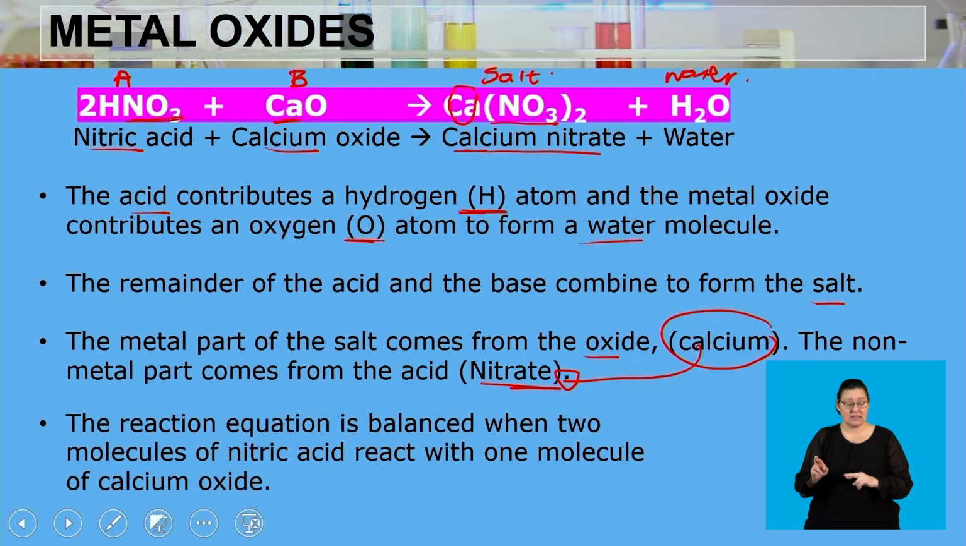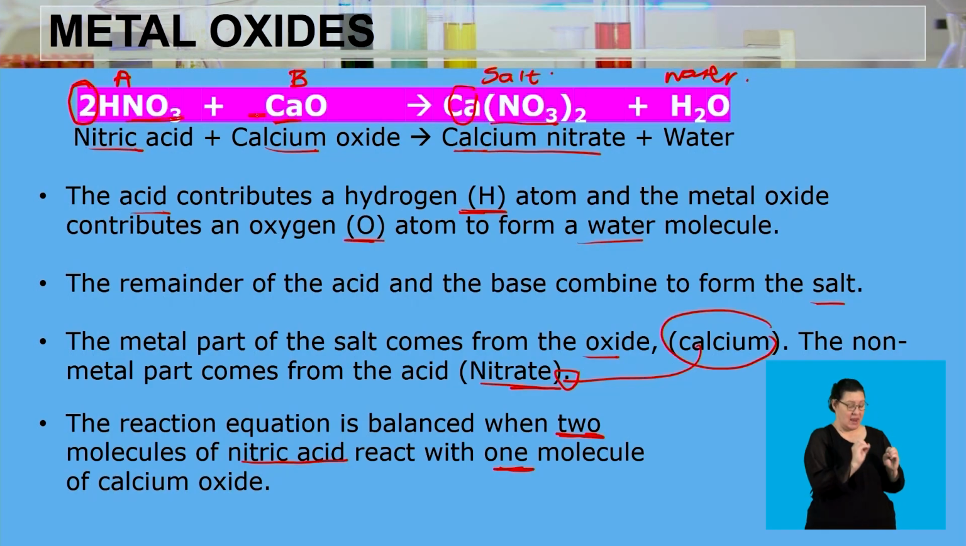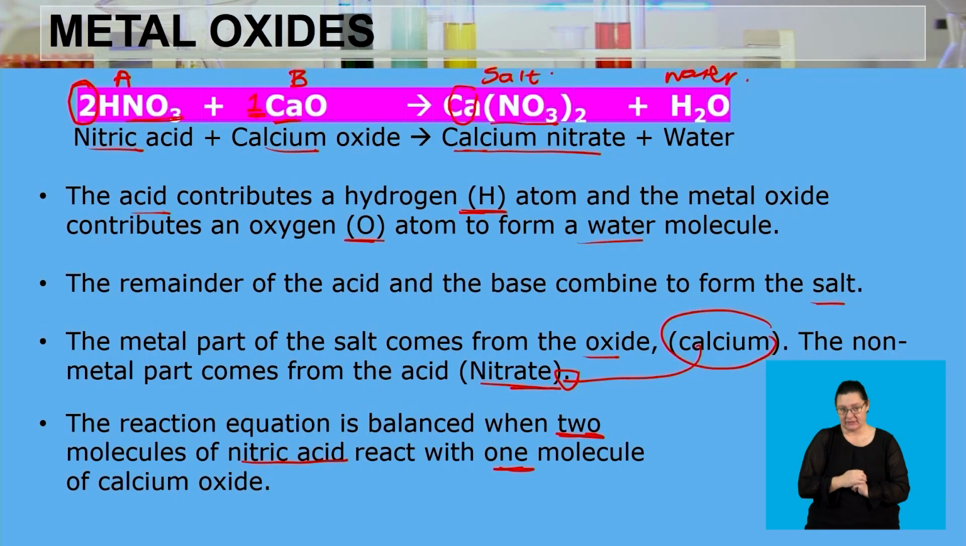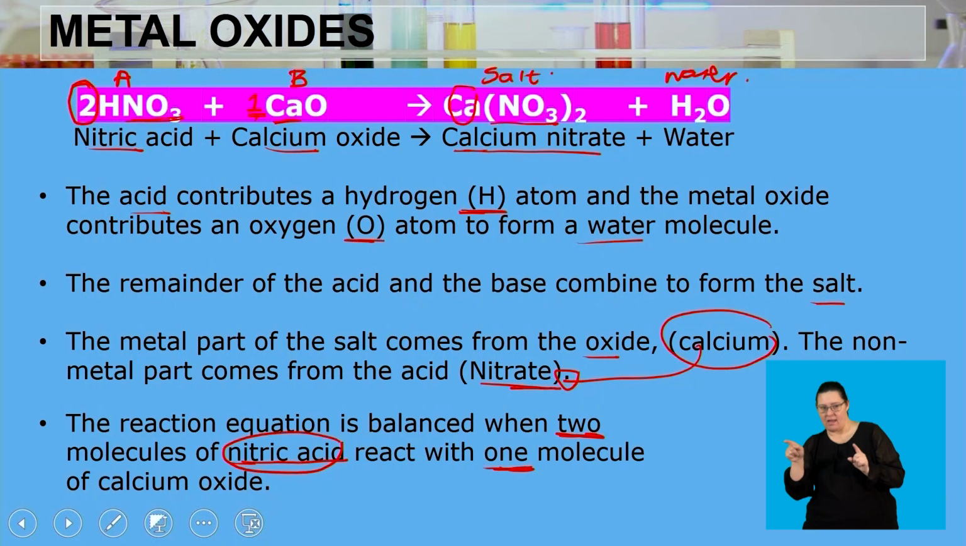So the reaction equation is balanced when we say, again, remember, 2 molecules of nitric acid react with 1 molecule of calcium oxide. The 2 molecules that they're referring to is the 2 here. And we do know that when we don't see any number in front of a chemical compound, the number is 1, because we're saying that for every 1 molecule of this is what is going to be happening. So there's a 1 there. So when 2 molecules of nitric acid react with 1 molecule of calcium oxide, then we can say that this equation is balanced.